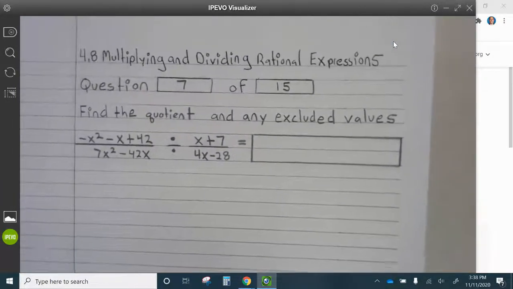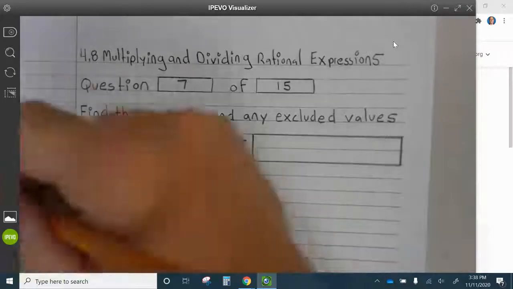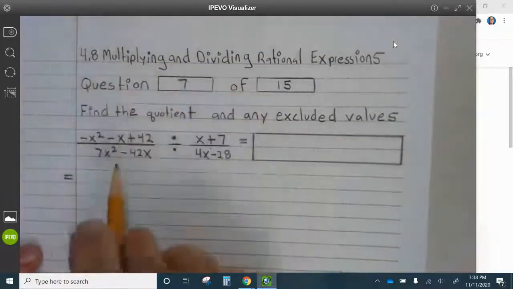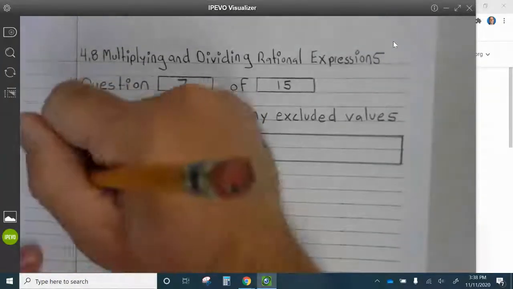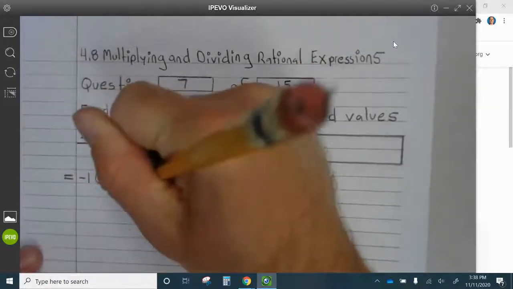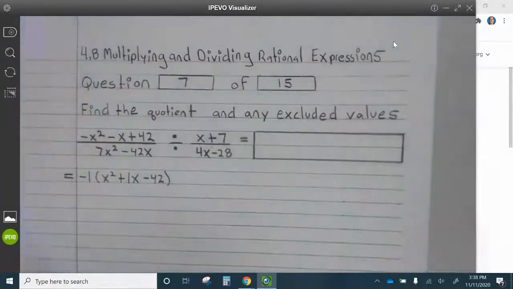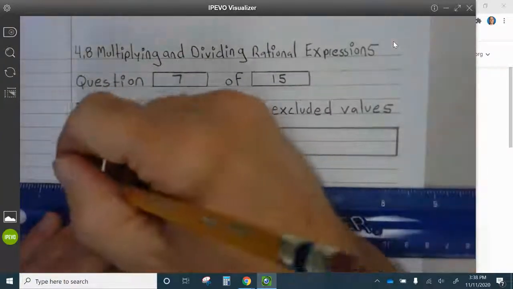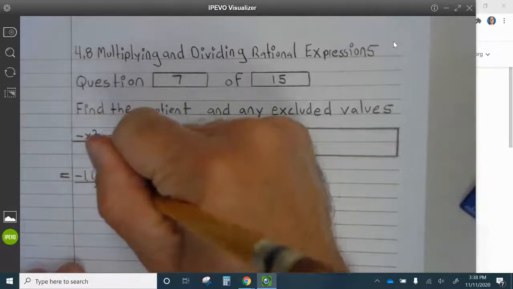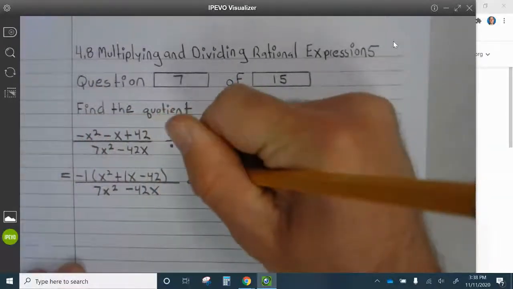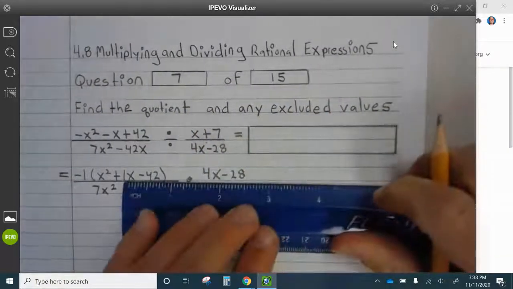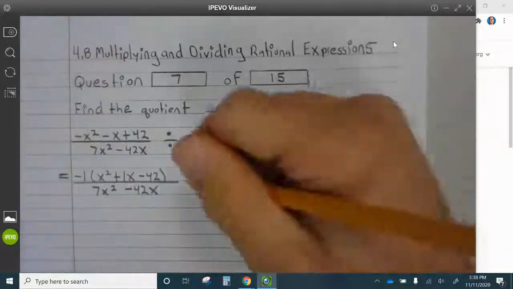Question 7 of 15. Find the quotient and any excluded values, okay? So we need to multiply by the reciprocal, so that's, and I'm going to go ahead and factor out a -1 here. So that's -1 x squared plus 1x minus 42 divided by 7x squared minus 42x times 4x minus 28 divided by x plus 7. Because remember, we need to multiply by the reciprocal.